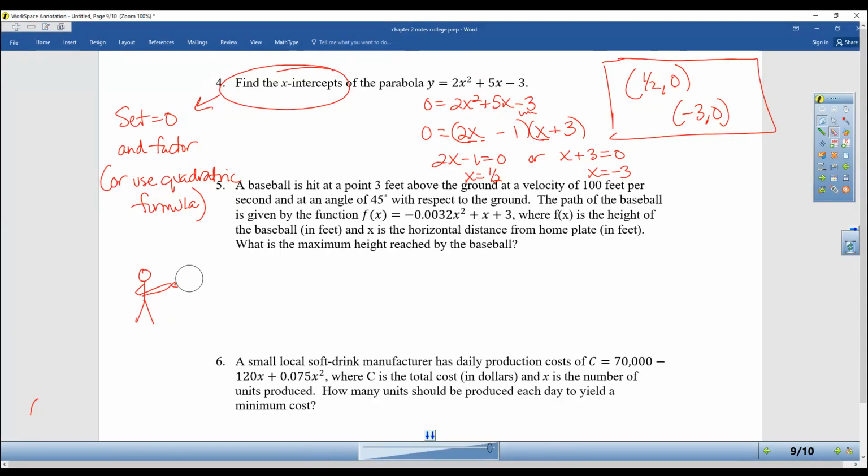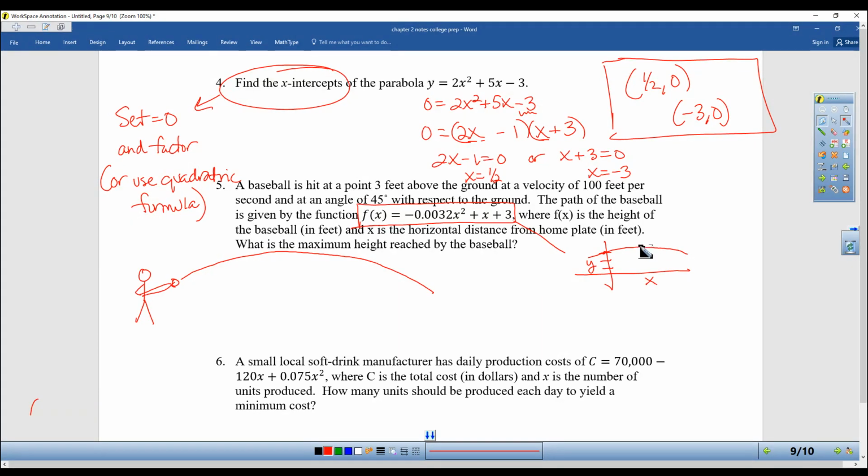And then the baseball comes in and he hits it at a 45 degree angle and it's going to go like that. So the path of this baseball is given by this function, which is a downward parabola. We know that it crosses at 3, and it's really shallow. I mean, it's going down, but it's barely a parabola at all. So x is how far it is from where he was standing at home plate, and y is the height of the baseball in the air.